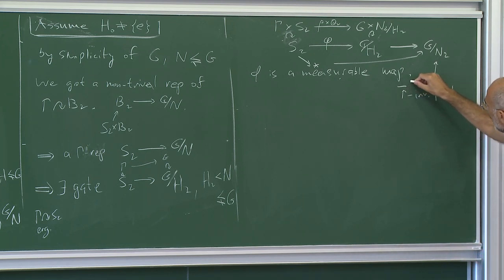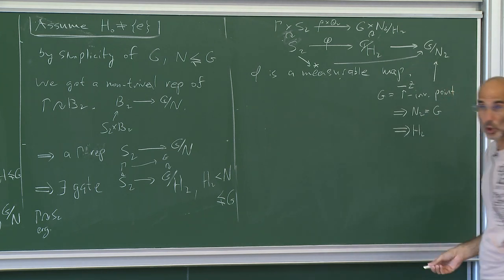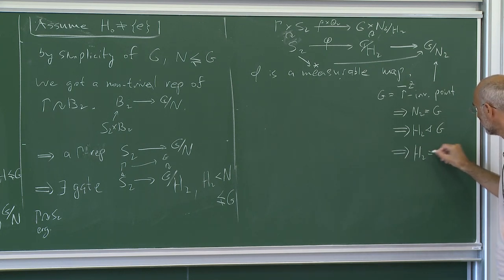But of course, this gamma invariant point is also invariant under the closure of gamma. Gamma acts via rho. I don't write rho, but you should understand that this is the image of gamma inside G, and this is G itself. So having such a thing implies that N2 is G, if I have a G invariant point in this coset space. And this implies that H2, which is normal in N2, is normal in G. So it must be the trivial group.